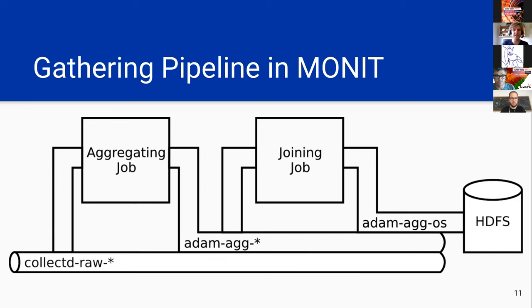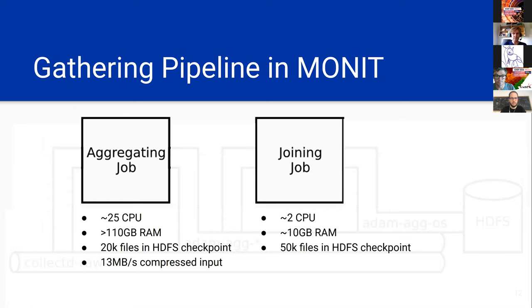Now, this aggregation and joining was done using two Spark streaming jobs in the Monit infrastructure, obviously. The first one was doing the aggregation. The second one was doing the joining. Why I'm saying this is that it was quite compute intensive, because of the sheer amount of collectd metrics in the Monit infrastructure, about 13 megabytes per second throughput. The aggregation job had to scan through all of this, do the decompression, aggregation, and then output. So we had to run quite a hefty streaming job. It took around 25 to 30 CPUs, and it consumed about 120 gigs of RAM. So this was actually quite a task. Then the joining job was a bit simpler.